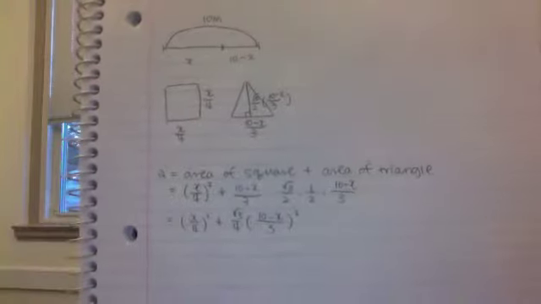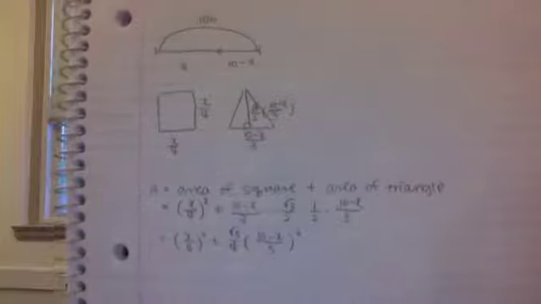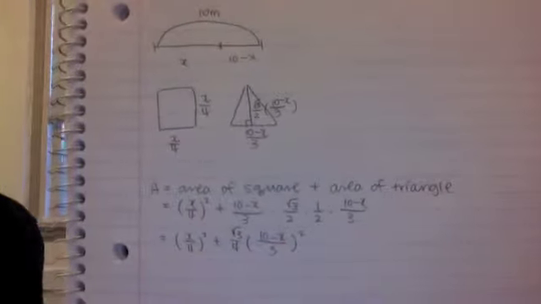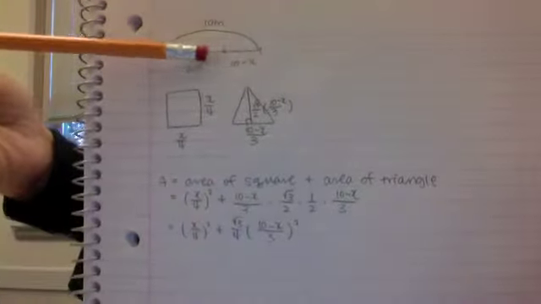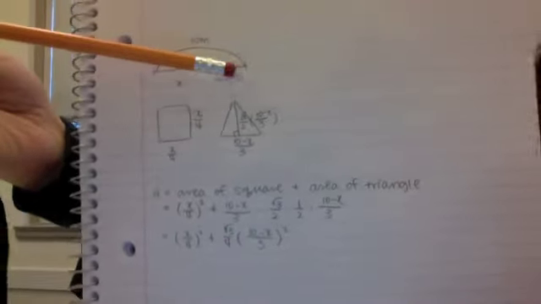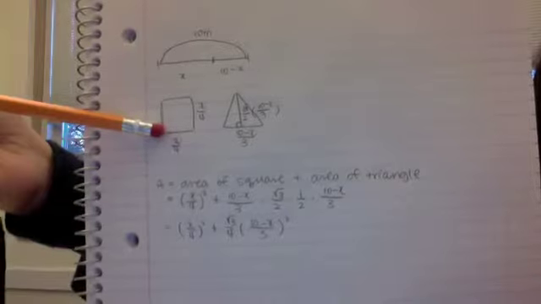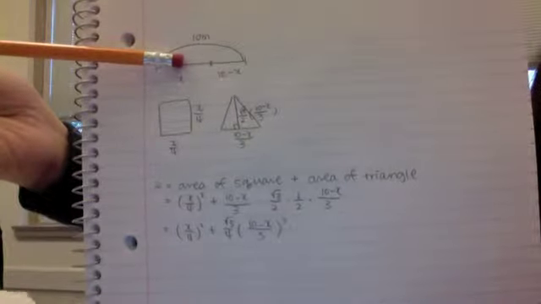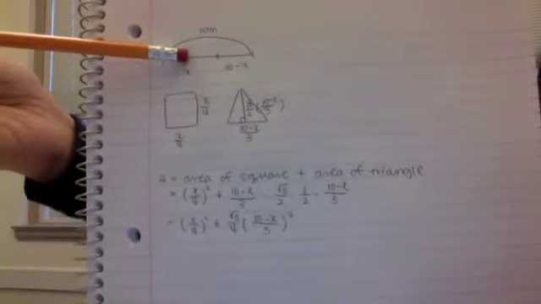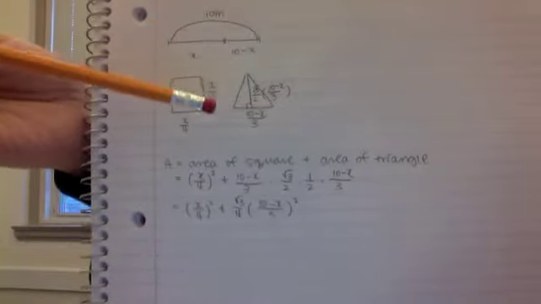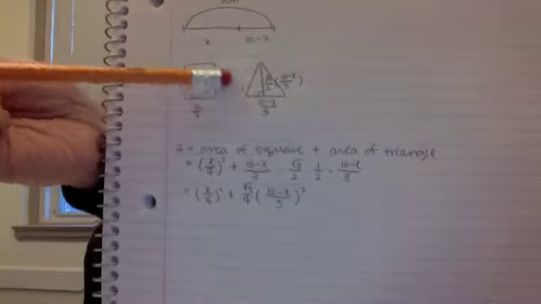So we have 10 meters of the wire, and we divide it into two parts, one part for the triangle and one part for the square. The first length would be x, and it would be the perimeter of the square. So one side of the square would be x over 4.